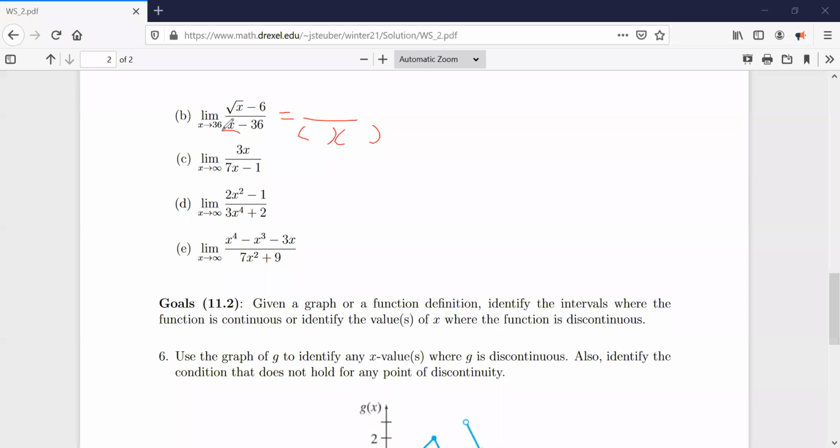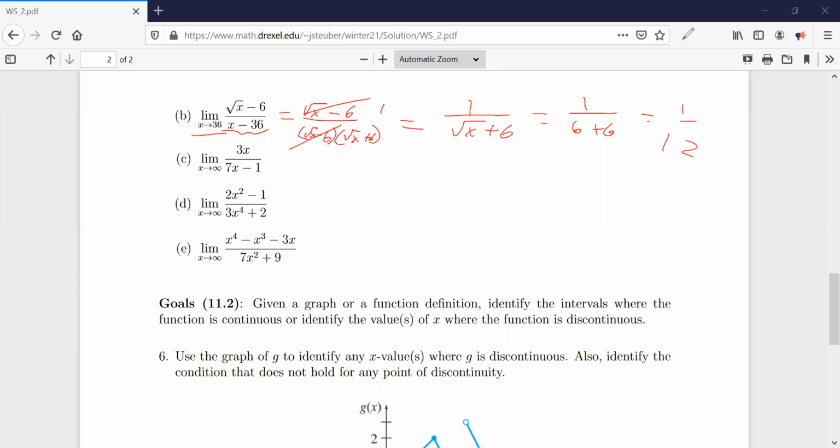So I can factor this into the square root of x minus 6 and the square root of x plus 6, divided by the square root of x minus 6. Then I can cancel these, and I am left with 1 divided by the square root of x plus 6. Now if I just plug in 36 here, this is equal to 1 divided by 6 plus 6, which is equal to 1/12. Does that make sense to everybody?